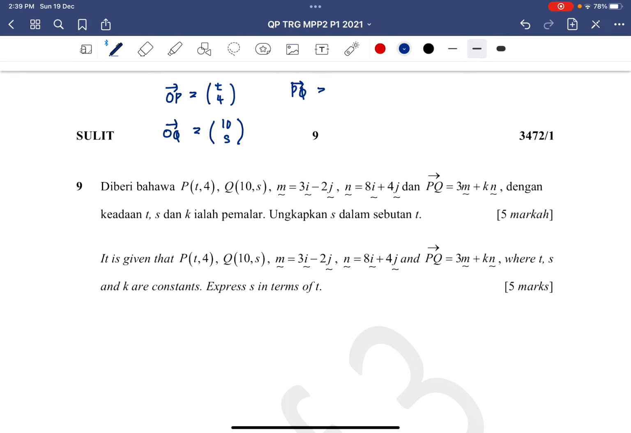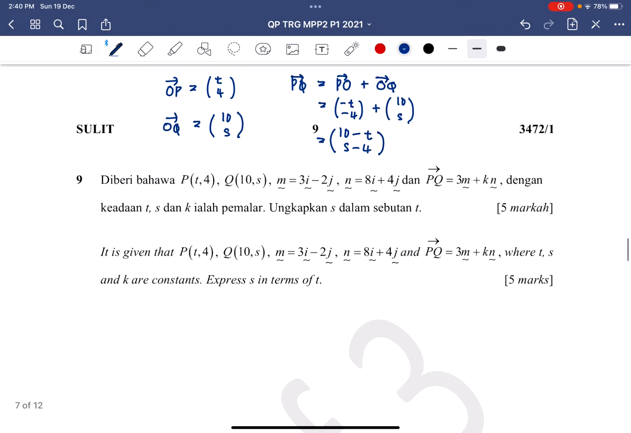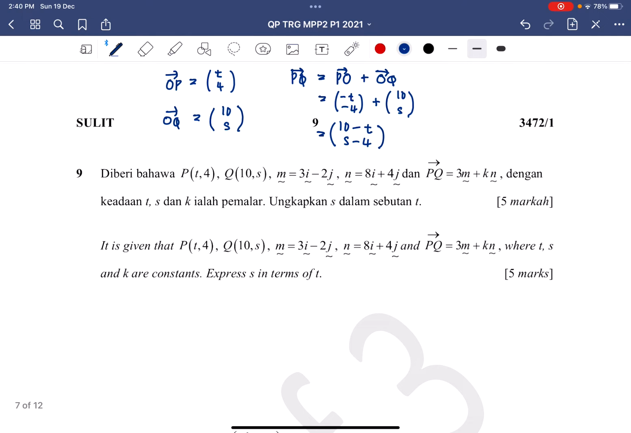PQ, I can separate into PO plus OQ. So what's my PO? My PO is actually the negative of OP. So negative of OP will be (negative t, negative 4), plus OQ will be (10, s). So I should get (10 minus t, s minus 4) as my PQ.